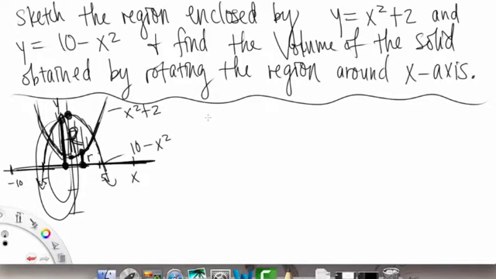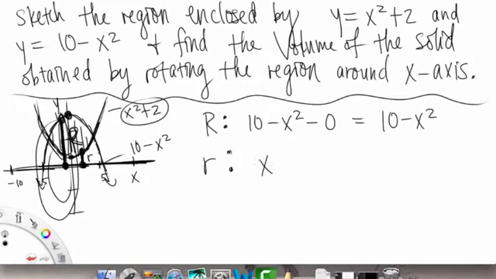So what is our capital R and what is our lowercase r? Capital R is given by top minus bottom. The top function is 10 minus x squared, minus the bottom, which is y equals 0, so just a 0. So this is equal to 10 minus x squared. Then for the lower one, our little r is going to be top minus bottom. The top function here is our x squared plus 2 graph, minus the bottom function, which is 0 again, so we just get x squared plus 2.